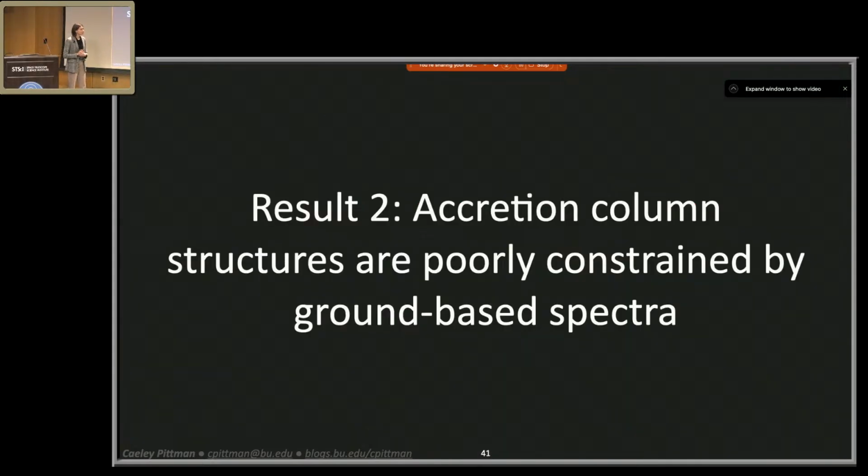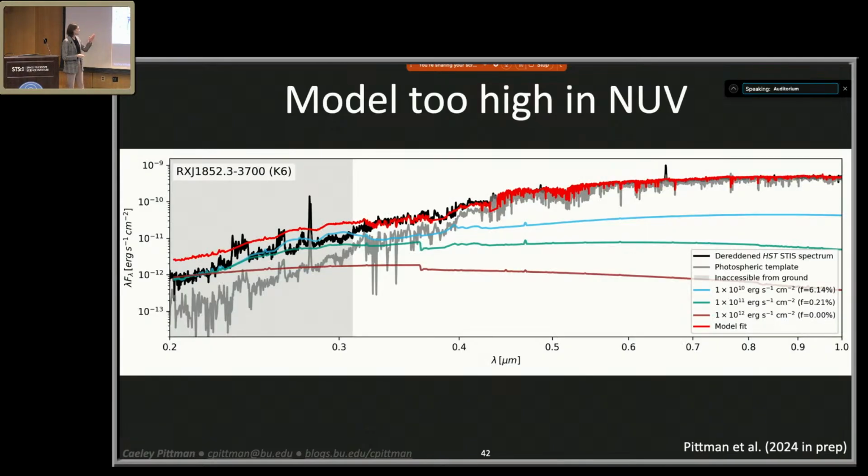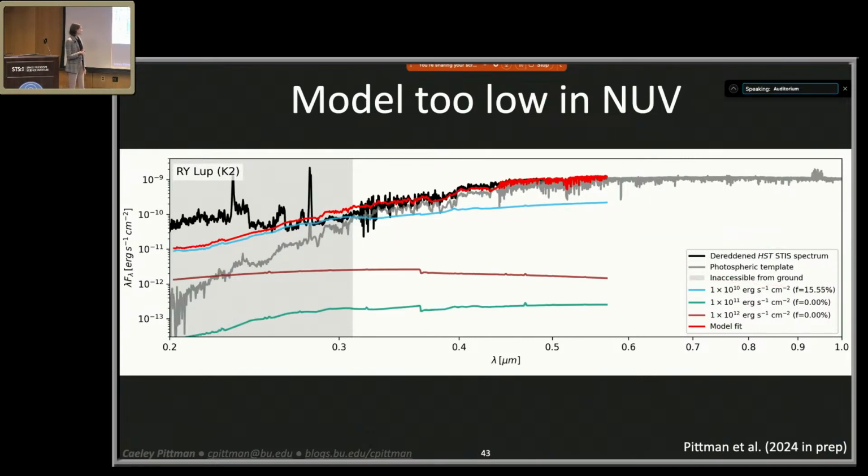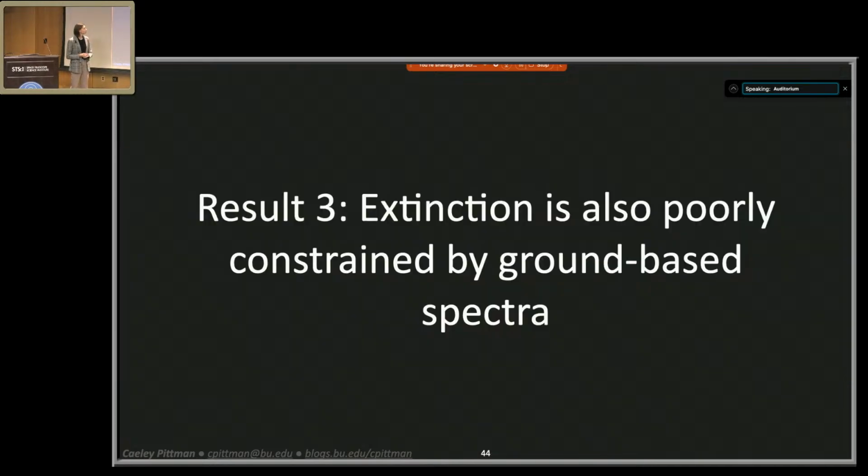Second result is that accretion column structures are poorly constrained by ground-based data. So I've done a test where I just ignore everything that's not available from space, but I fit the same data, just ignoring that. And here's an example showing how the model might look good in the optical, but it totally overestimates the NUV flux. And here's a case where it really underestimates the NUV flux. So this also isn't always in one direction. Thus far, there's no really clear correction factor that needs to be applied to change from the space-based result to the ground-based result, but this is something I'm still looking into.